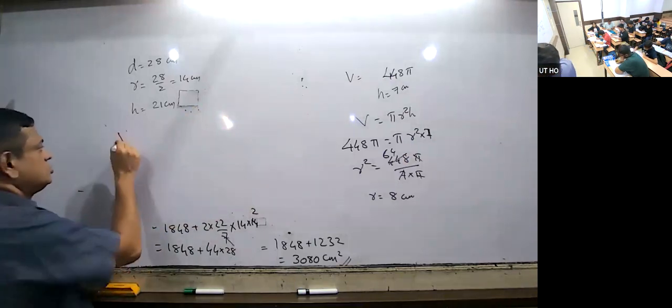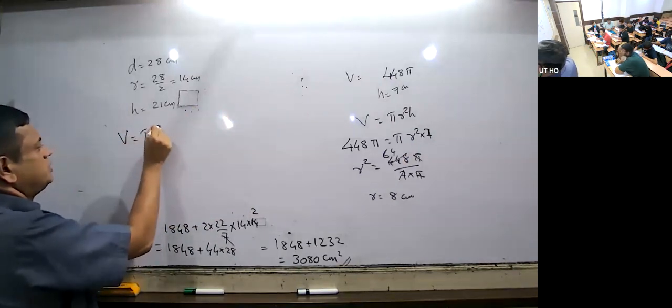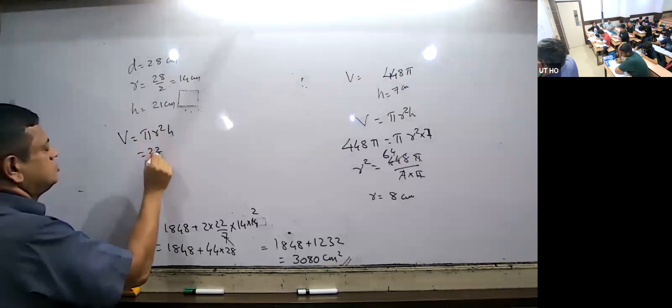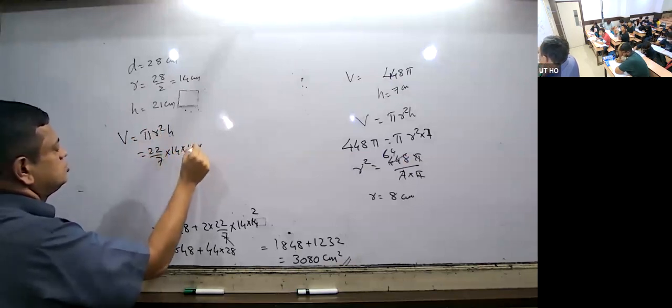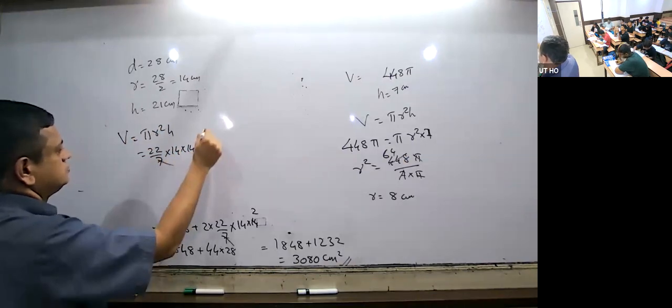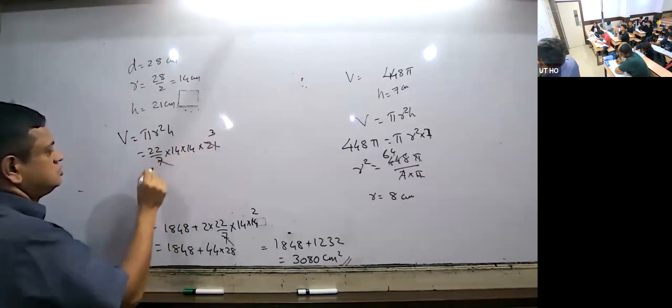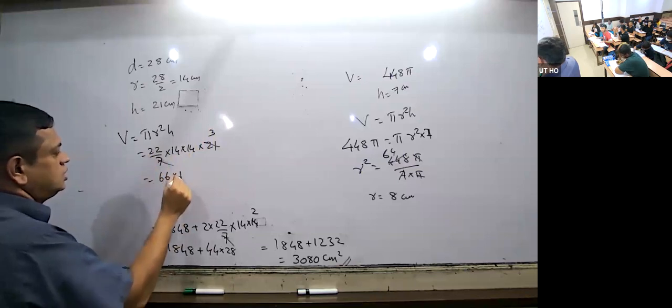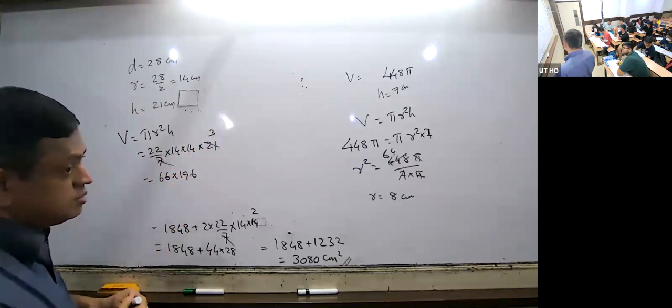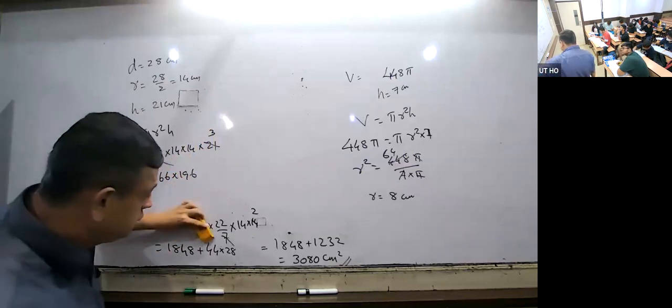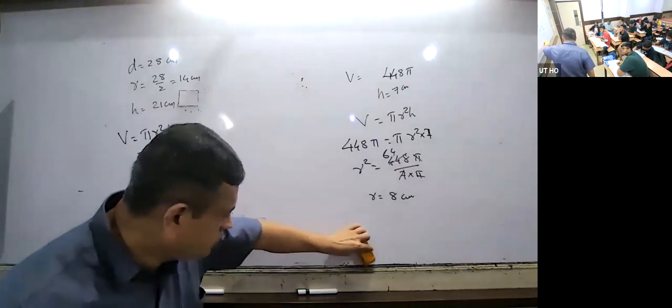First question, third part: volume is pi r square h. Replace the values: 22 by 7 times 14 into 14 into 21. 22 3s are 66 into 196. I am repeating once again. Remember the square still 30, 30 and cube still 15.